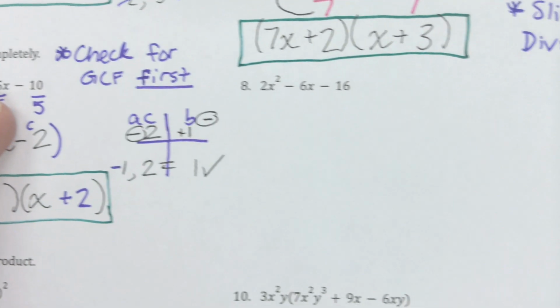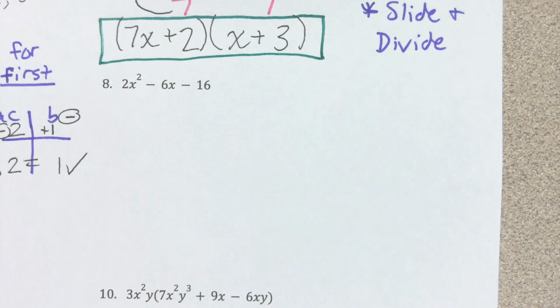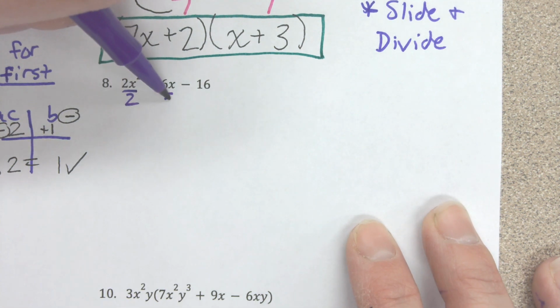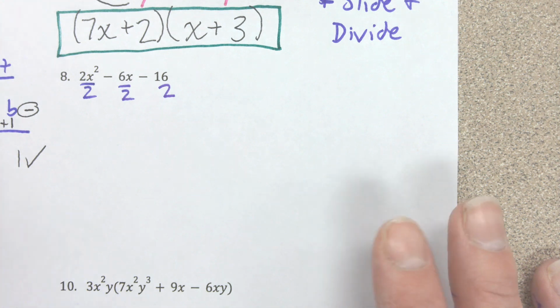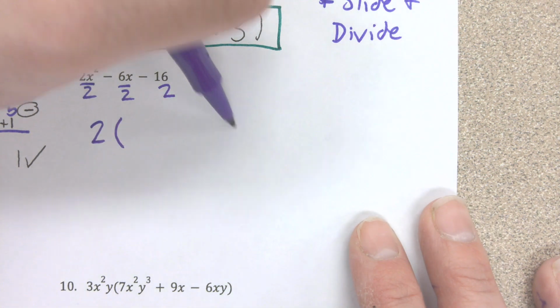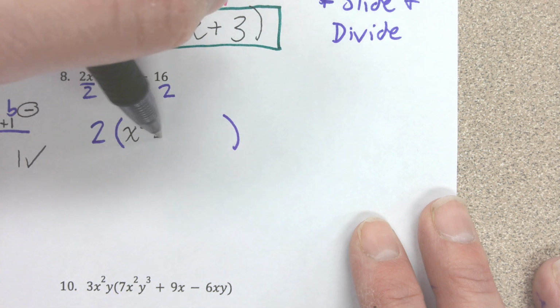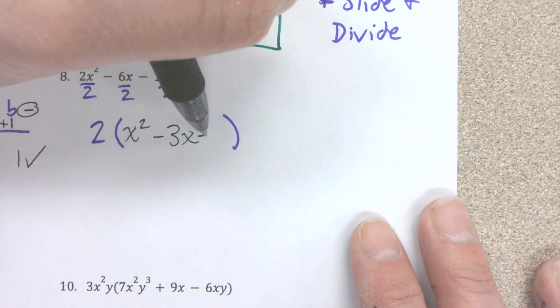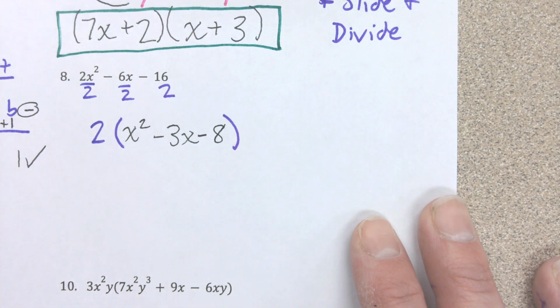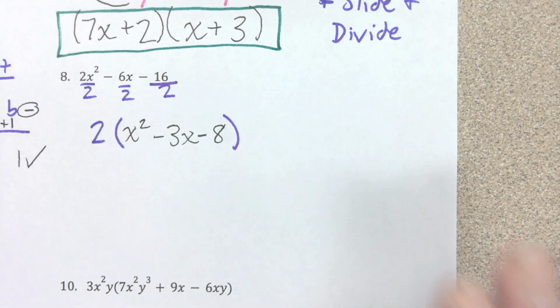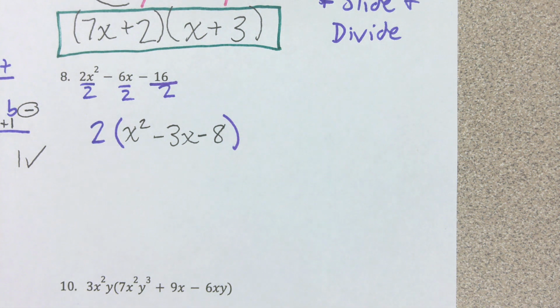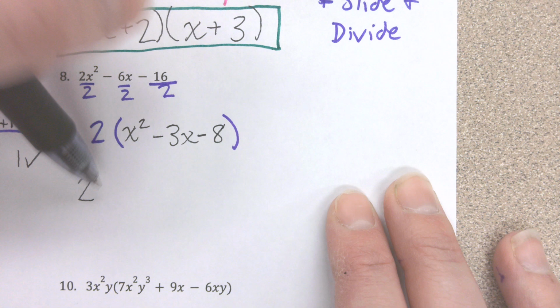Number 8. 2x squared minus 6x minus 16. Again, look for the GCF. Hopefully it's obvious we have 3 even numbers here, so we can pull a 2 out for sure. So we have 2 times, dividing, we end up with x squared minus 3x minus 8. And now we have a trinomial that we can factor.